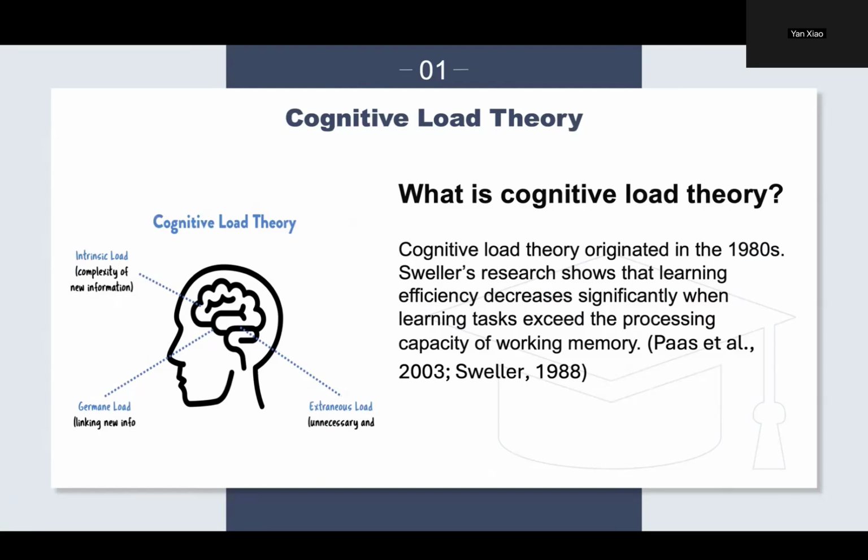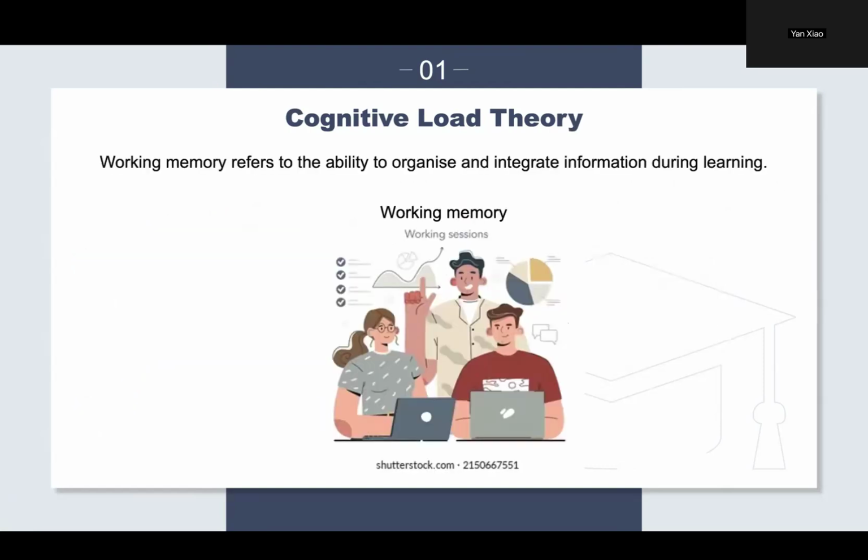But what is working memory? Working memory refers to the ability to organize and integrate information during learning. It's the core for processing information in our brain and is essential for learning efficiency. But as I mentioned earlier, working memory is limited. So how do we make the most of it?